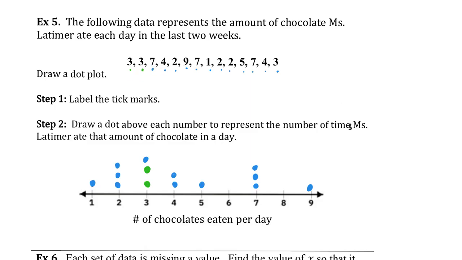1, 2, 3, 4, 5, 6, 7, 8, 9, 10, 11, 12, 13, 14. Okay, I think I'm good. This is a good way to order the data. From this, I can already tell that the mode is going to be 2, 3, and 7, since they all have the most.